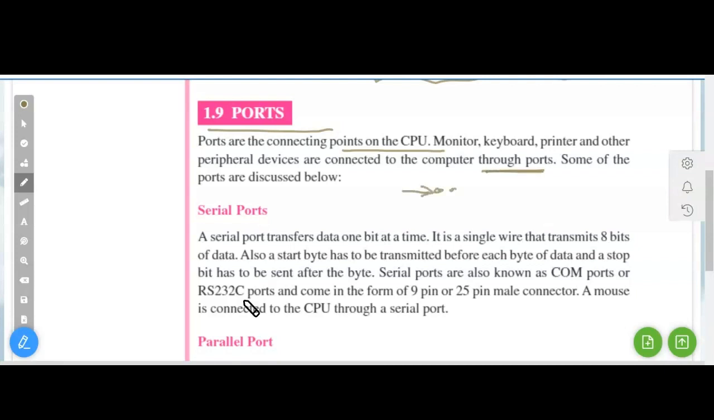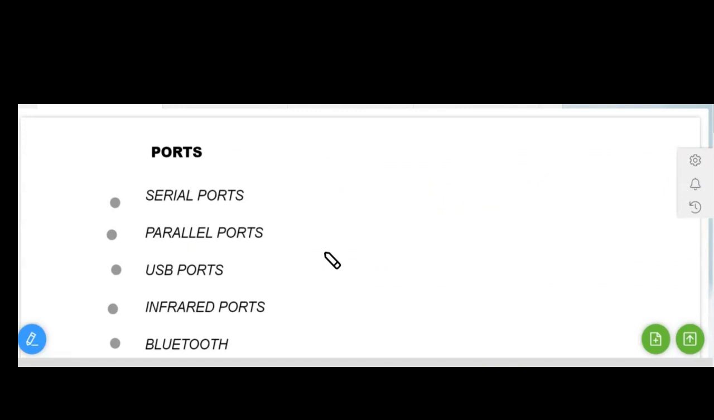So your computer gets connected to these devices, and the data is being transferred, either keyboard, monitor, or any of the input output devices, and how the data transfer happens. Serial ports, parallel ports, USB ports, infrared ports, and Bluetooth. These are the basic ports. So what is serial port? It helps in transferring one bit at a time. And parallel port, these transfers 8 bits at a time. So that is the difference between both of them, and the structure is also a little different.